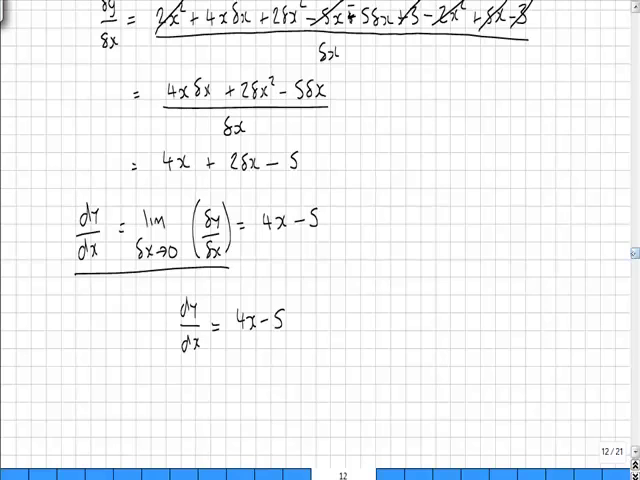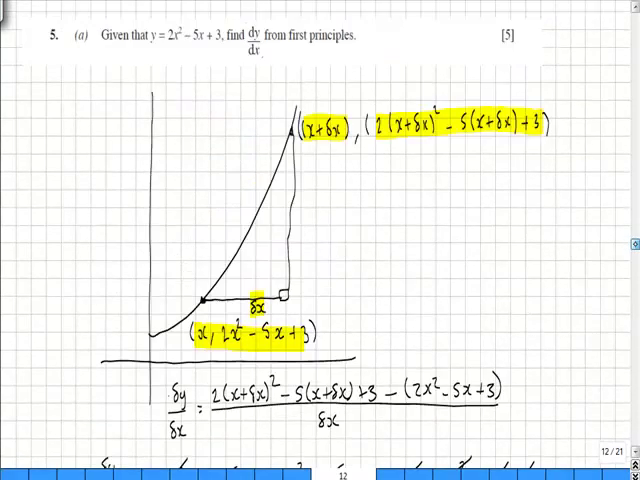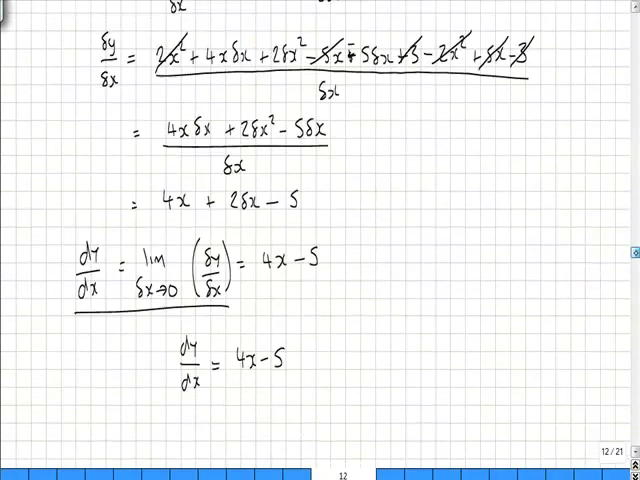A little check, you should already know how to differentiate. Our function was 2x squared minus 5x plus 3, so differentiating gives 4x minus 5.